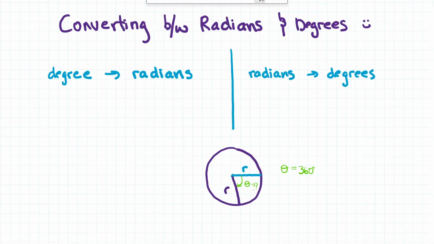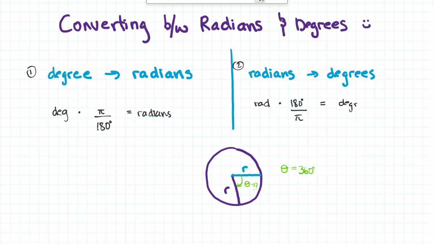So this is the formula. So we'll start with this. Number one, going from degrees to radians. This formula is you take whatever degree you have, and then you multiply that by pi over 180 degrees. And then that is going to give you your angle in radians. And now going secondly, from radians to degrees, you're going to start with your radian measure, and then you're going to multiply by 180 degrees over pi, and that will give you your answer in degrees.